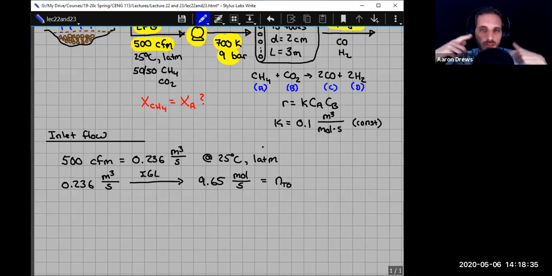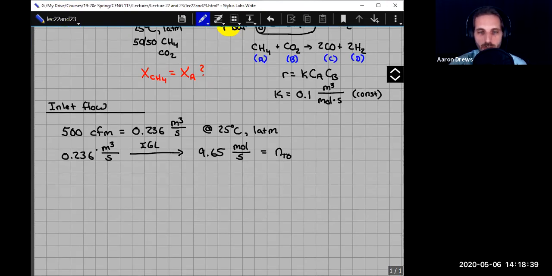And so now we just kind of run the wheels in reverse and use the ideal gas law again to find out what our actual volumetric flow rate is going into the reactor. This is the volumetric flow rate that corresponds to the increased temperature. So if NT0 is 9.65, our T0 is 700 K. That K is Kelvin, not the rate constant. Man, we are out of symbols. We just don't have enough. And then our pressure is 9 bar.